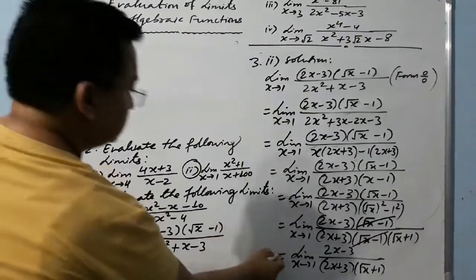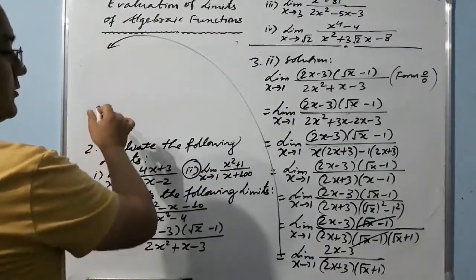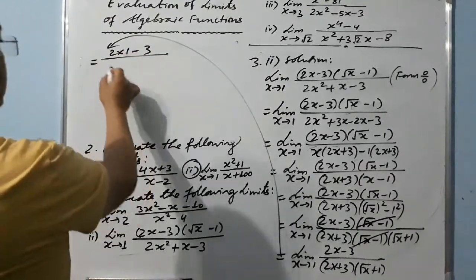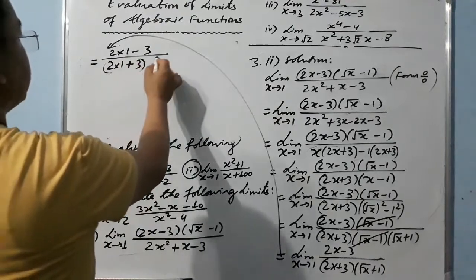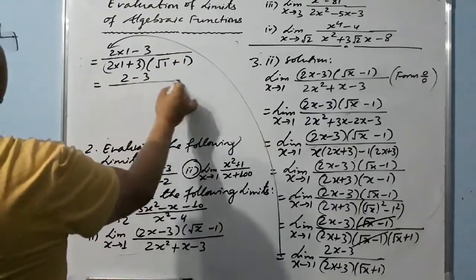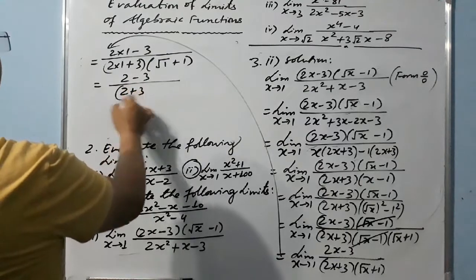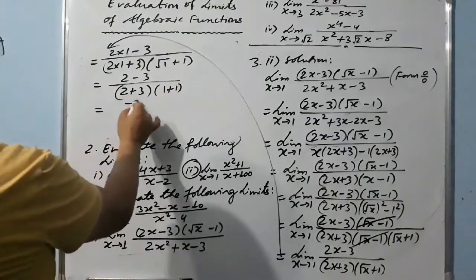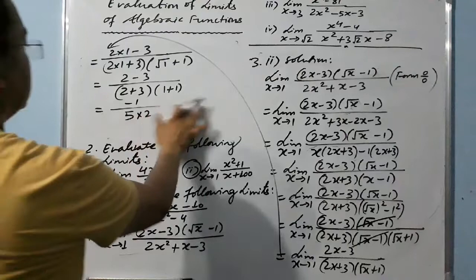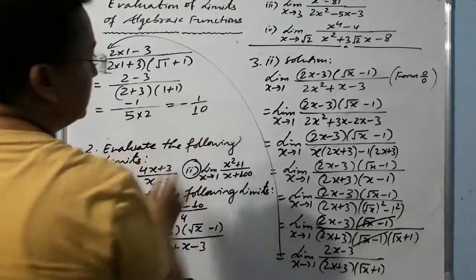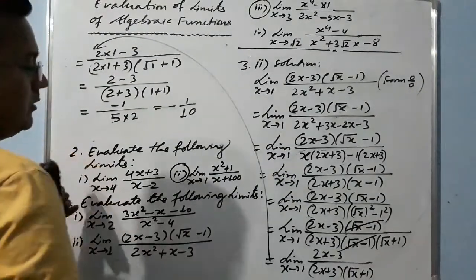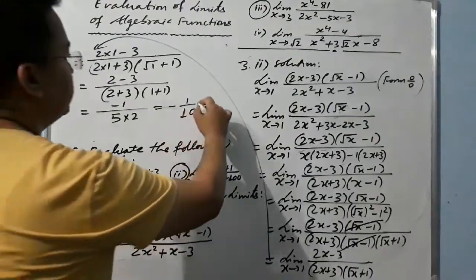Here I'm writing the remaining solution of this question. It is equal to 2 into 1 minus 3, and now we can use 2 into 1 plus 3, into root 1 plus 1, which is equal to 2 minus 3 upon 3. 2 plus 3 inside the bracket, 1 plus 1, and minus 1 times 3. And here 3 plus 2 is 5, into 2. It's going to be minus 1 upon 10. So the limit of this function is minus 1 upon 10.